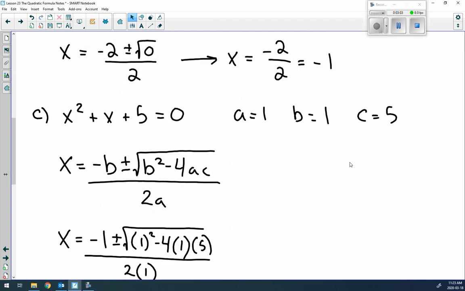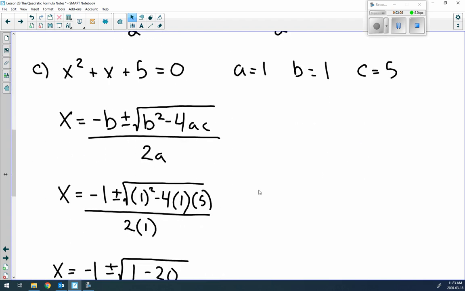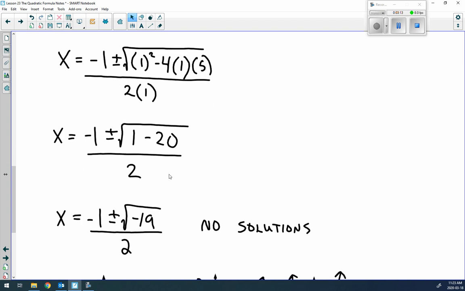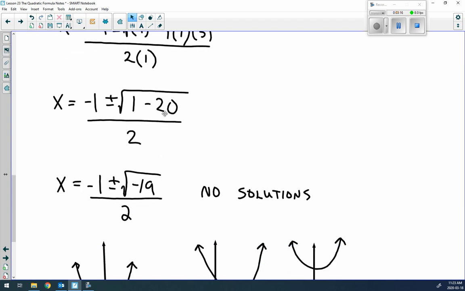All right. Third example. X squared plus x plus 5 equals 0. Okay, we list off a, b, and c. We write down the formula. We plug them into the formula. Now look at this one. This is really kind of interesting. 1 minus 20. We end up with negative 19 under the root symbol. That's weird. Can you take the square root of a negative number? No, you can't. So in this case, there's no solutions.